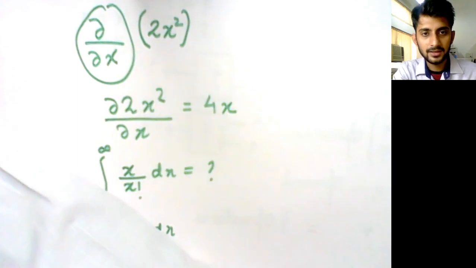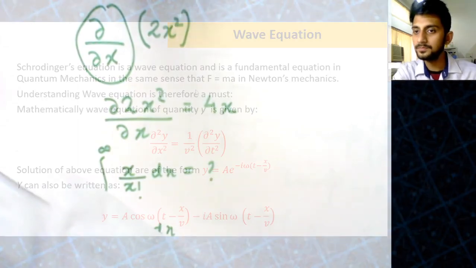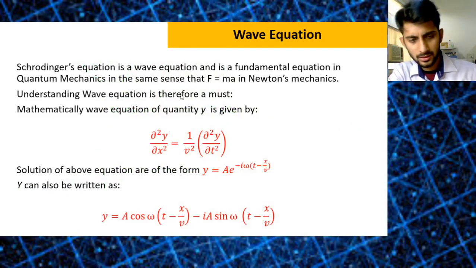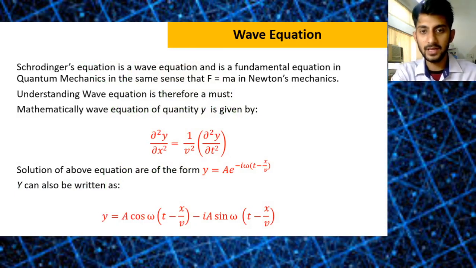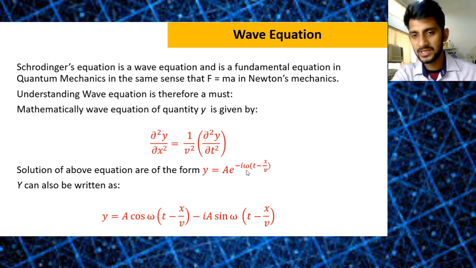So we were at the wave equation, and in the last semester itself we have done that the wave equation is given by a double derivative equation like this, del square y by del x square equals 1 upon v square del square y by del t square, where the solutions of this y are of this form: y is equals to a e to the power minus i omega t minus x upon v. I'm not going to waste time on defining what omega is, what x is, what t is, what v is.